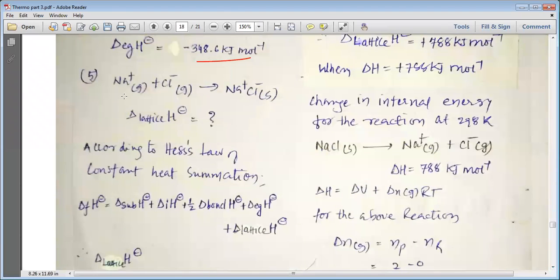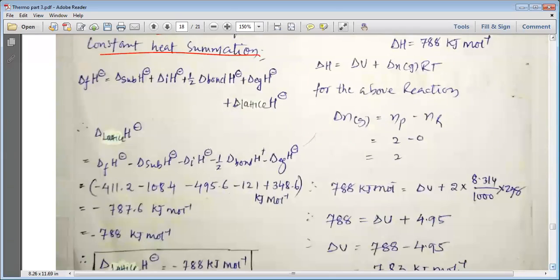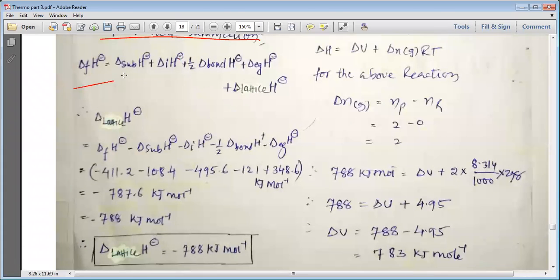And the last step, this Na+ and Cl- combine to give NaCl, and this enthalpy change we call the lattice enthalpy. Now, according to Hess's law of constant heat summation, we know that the enthalpy of formation is the enthalpy of sublimation plus enthalpy of ionization plus 1/2 bond dissociation enthalpy plus enthalpy of electron gain and lattice enthalpy.